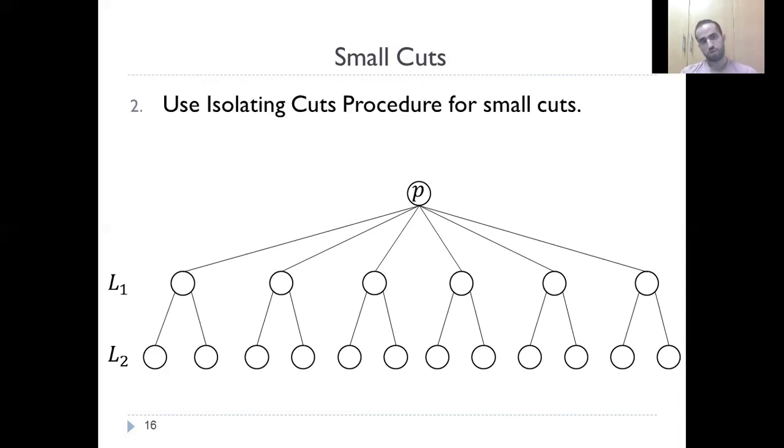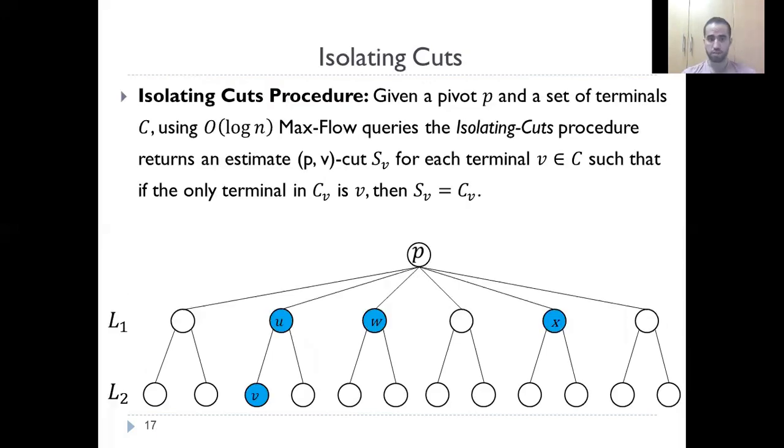So what we do is we use the isolating cuts procedure in order to resolve this example. What is this isolating cuts procedure? It was first discovered in 2020 by Lee and Panigrahi in the context of global min cuts. And it was later rediscovered by us in this paper. What it says is that given a pivot P and a set of terminals C, it is possible to use log n applications of maximum flow in order to return an estimate cut S_V for each terminal V, so that if the only terminal in the actual cut between P and V, C_V, is V, then our estimate is correct.